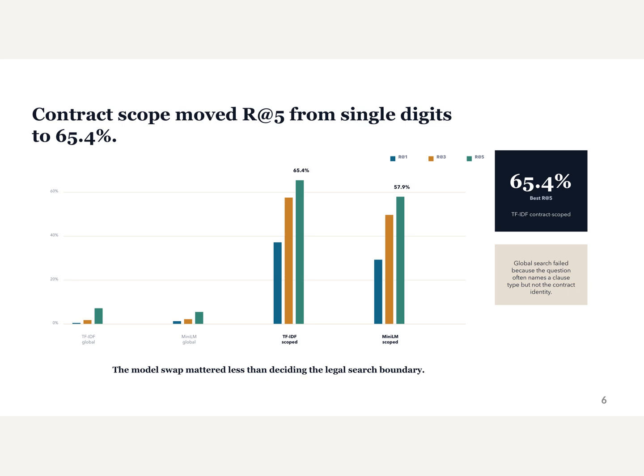Global search failed because many QAD questions name a clause type, such as insurance or governing law, but do not provide enough unique detail to distinguish one contract from another. In that setting, semantically similar clauses from unrelated contracts can outrank the true evidence. Once the retriever searches only the selected contract, the task becomes much more realistic and much more reliable.